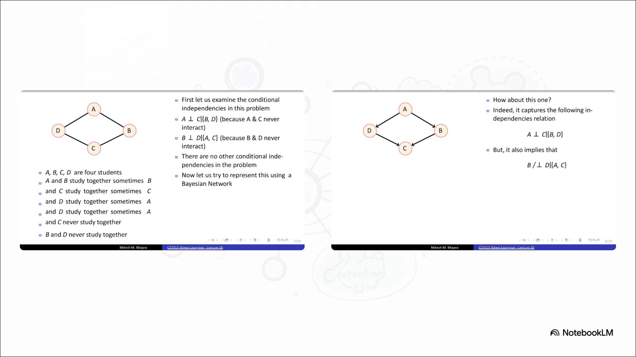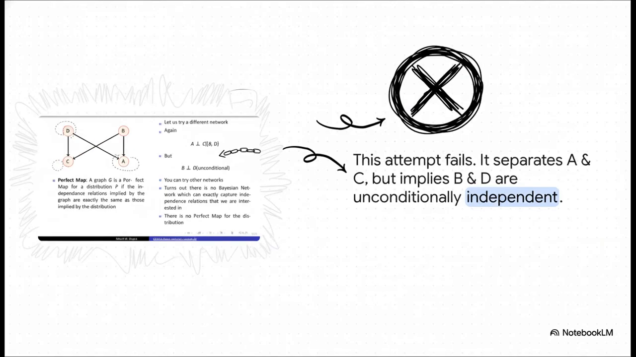Look here at node C. When 2 arrows point into the same node like this, we call it a V structure. And in Bayesian networks, this means something special. It implies that if we know what C is doing, it suddenly creates a dependency between B and D. But our rules said they never interact. So this model is wrong. It has failed.